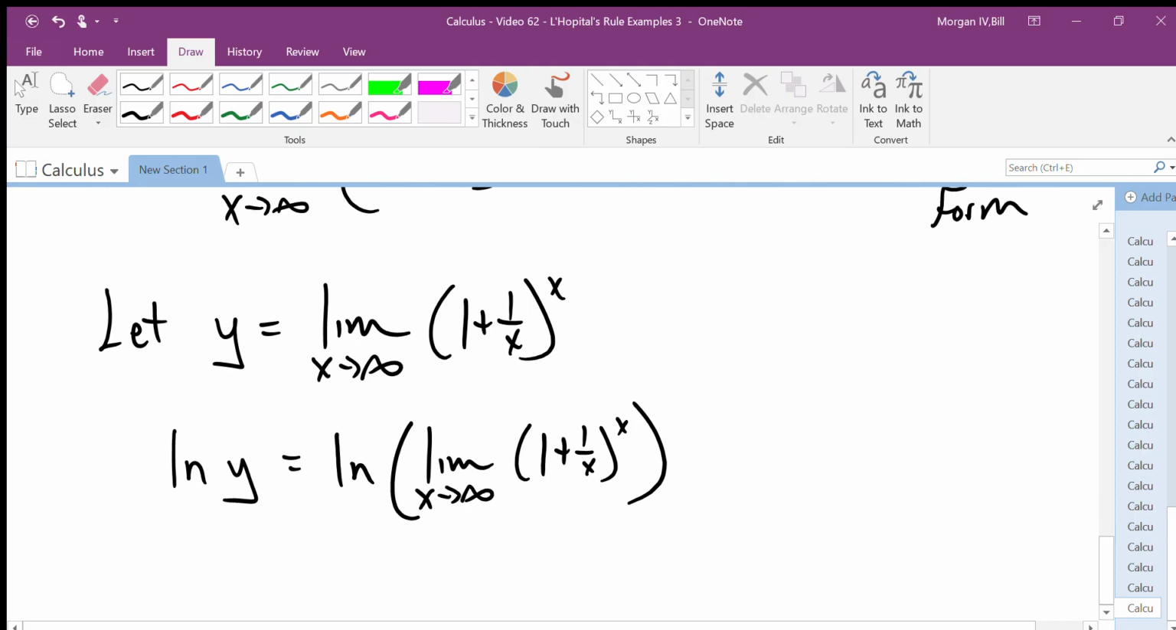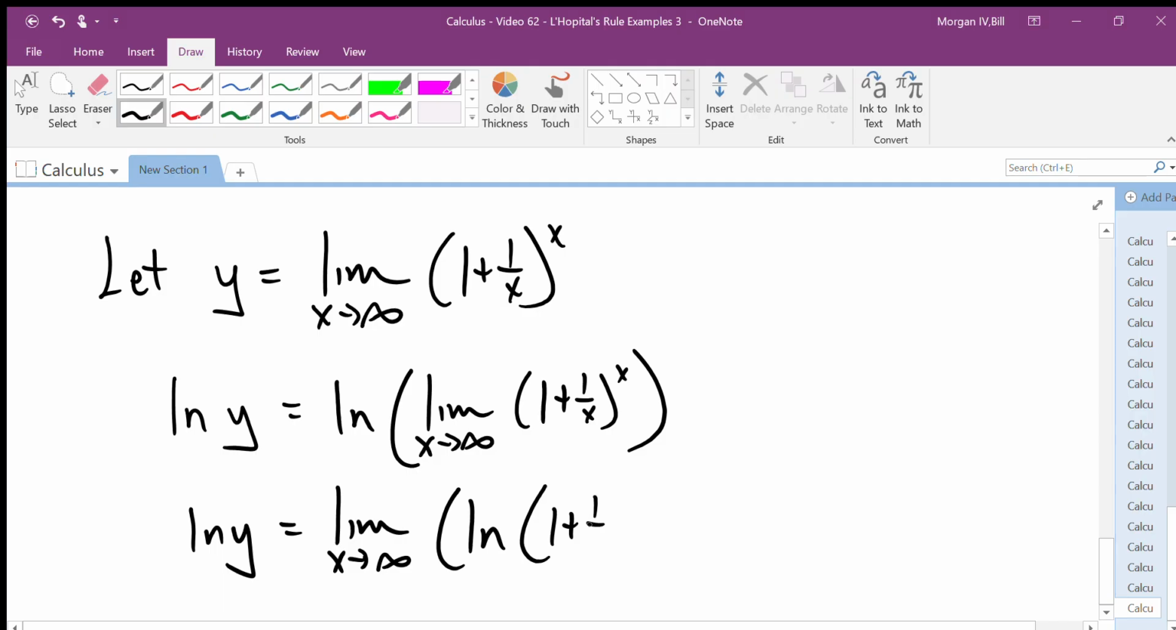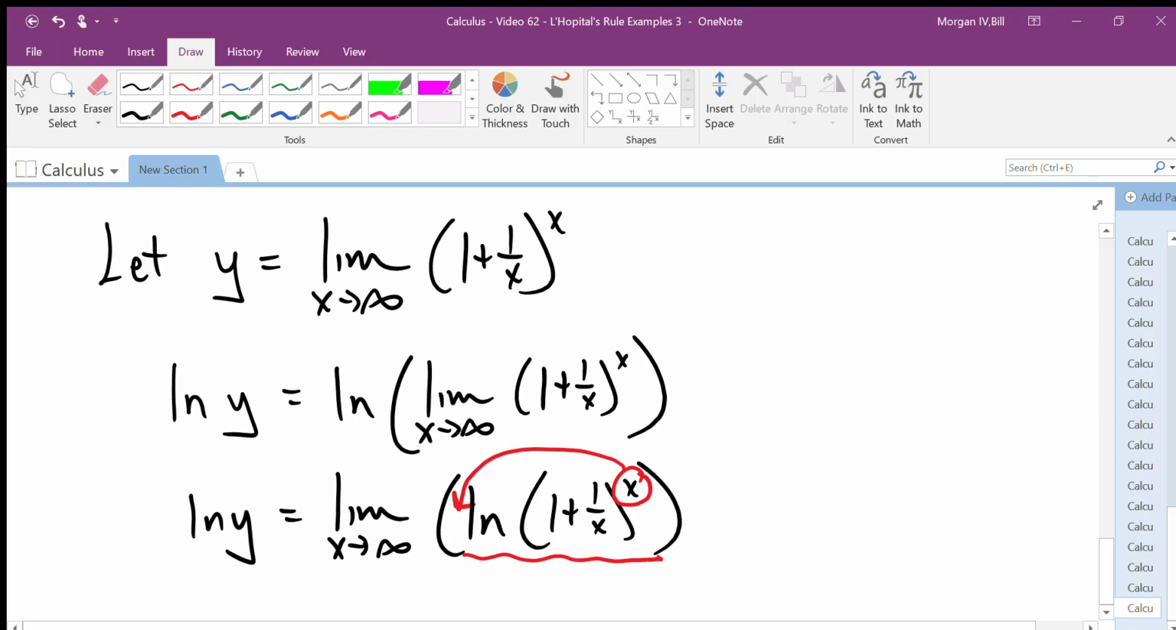Okay. And by properties of logarithms, the natural log of y is equal to the limit of the logarithm. Right, so instead of the natural log of the limit, we can do the limit of the natural log. Now I have in here the natural log of (1 + 1/x)^x. That means I can take the exponent of x and bring it out in front of the natural log.